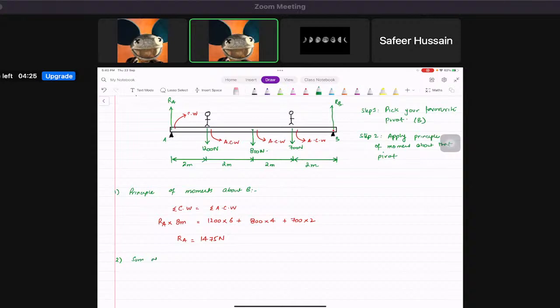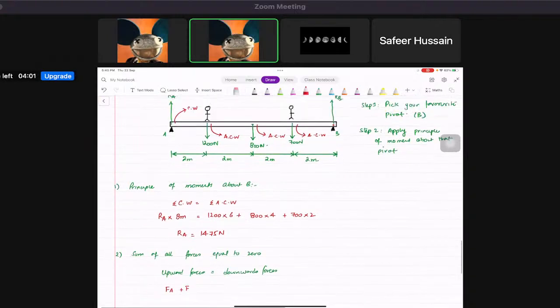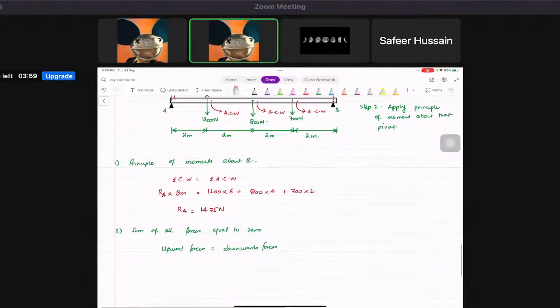Then in the second step, you're going to apply the sum of all forces, which is the second condition of equilibrium, equal to 0, which means upward forces equal downward forces. So the upward forces are RA plus RB, which equals 1200 plus 800 plus 700.